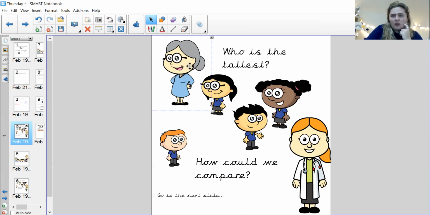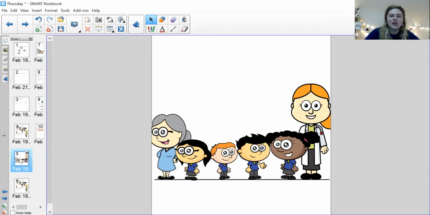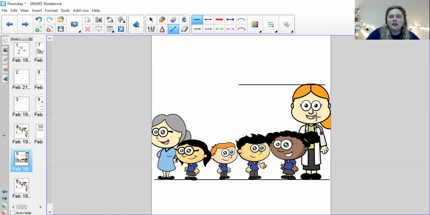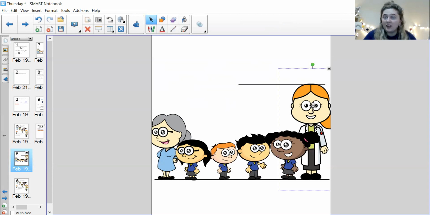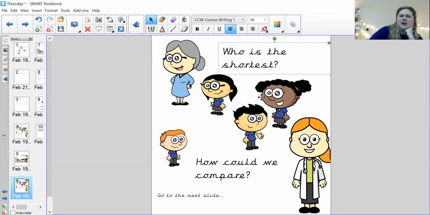When we were comparing length, we had to line everything up, didn't we? Do you think it might be the same thing, but for height instead of length? I think you're right. Let's line everybody up and make sure they start at the same place. Here we go. Now we can easily compare who is the tallest. So, I think that this lady is the tallest. What do you think? Fantastic.